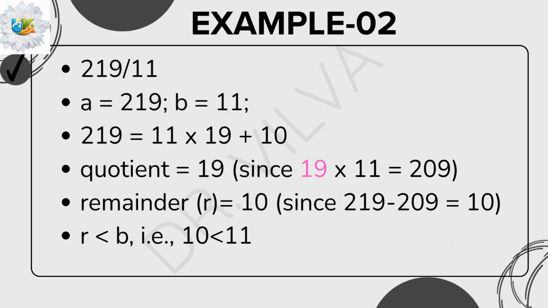Let us look at another example. Divide 219 by 11. a is 219 and b is 11. The quotient is 19 and the remainder is 10. Again, 10 is less than 11. I hope that makes sense now.